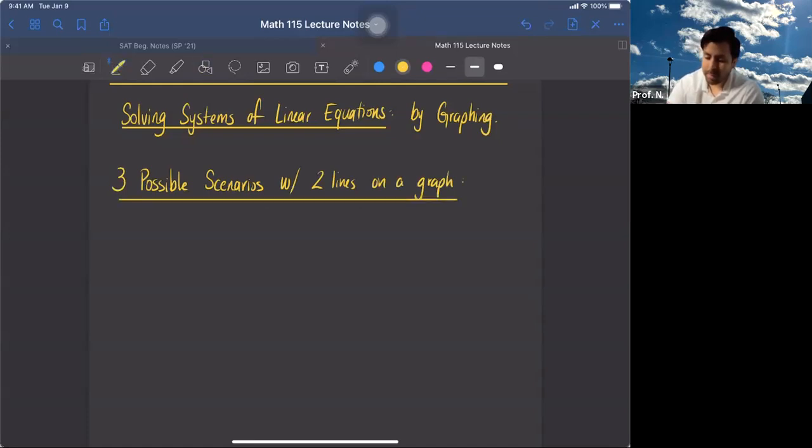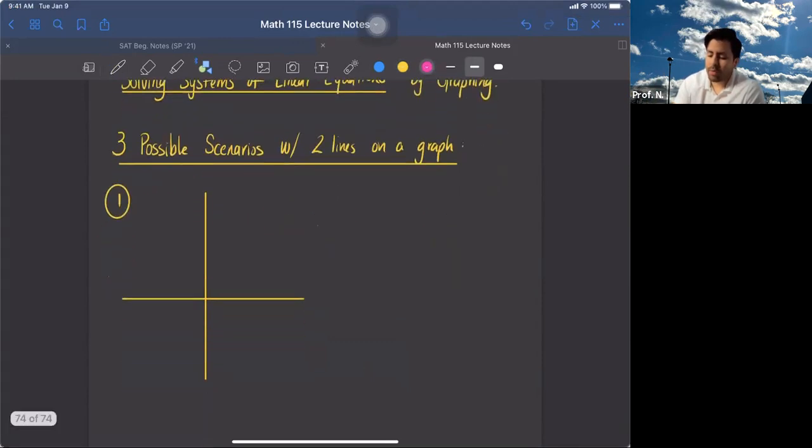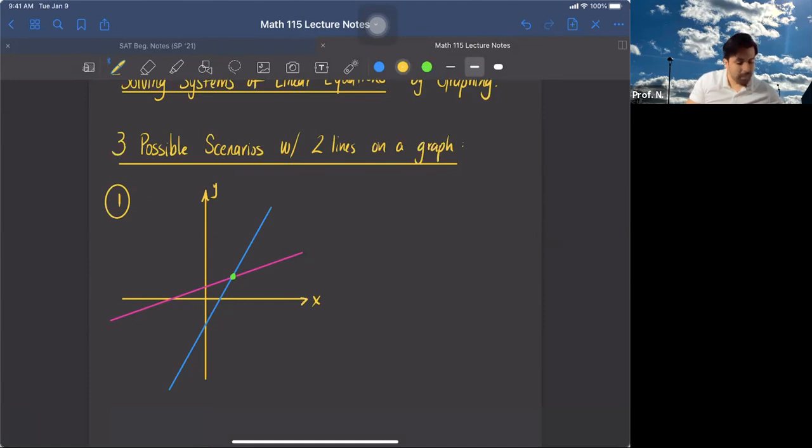So scenario one. Yes, Fiona, Maria, right. You have a scenario which is pretty much what you would expect when you have two lines. You can have two lines and all of a sudden they intersect at one particular point. Boom. That's one particular point. So we have one point of intersection.